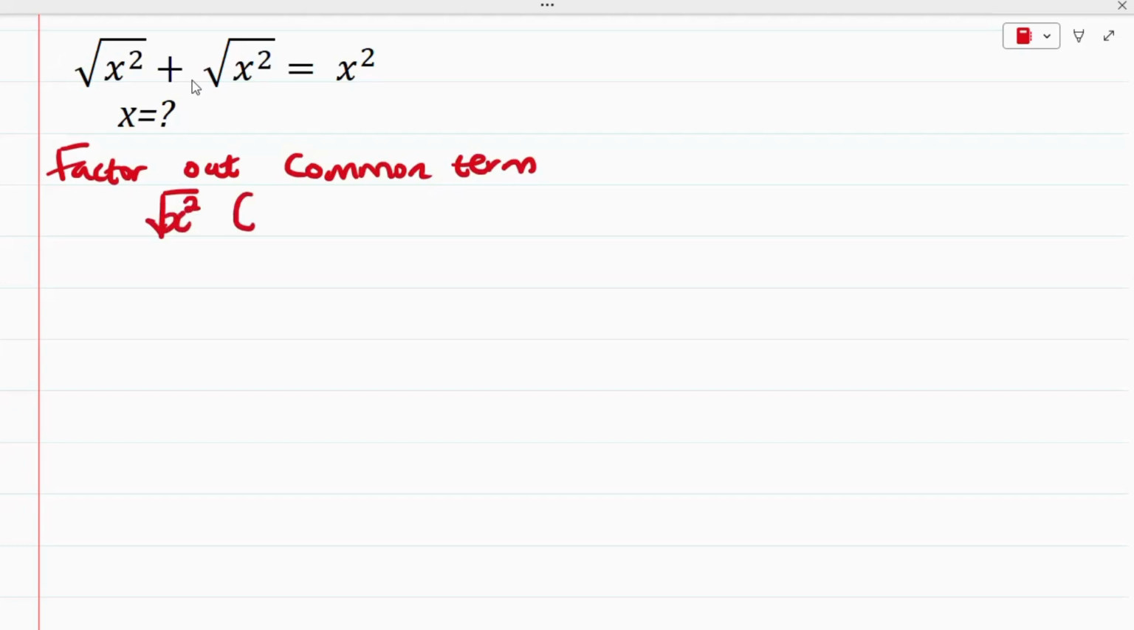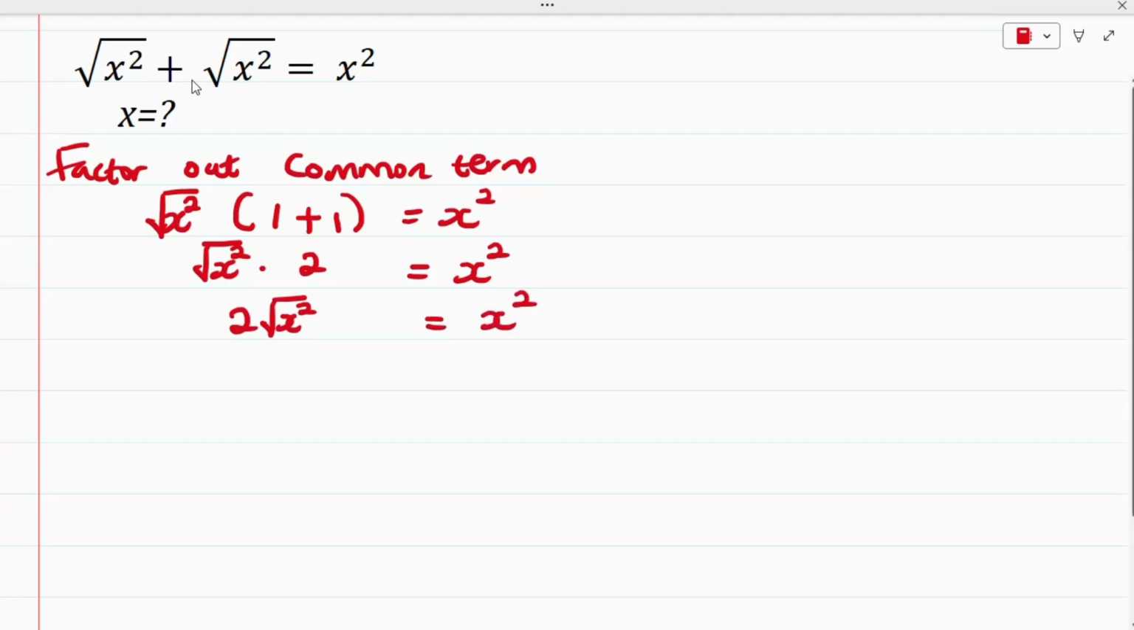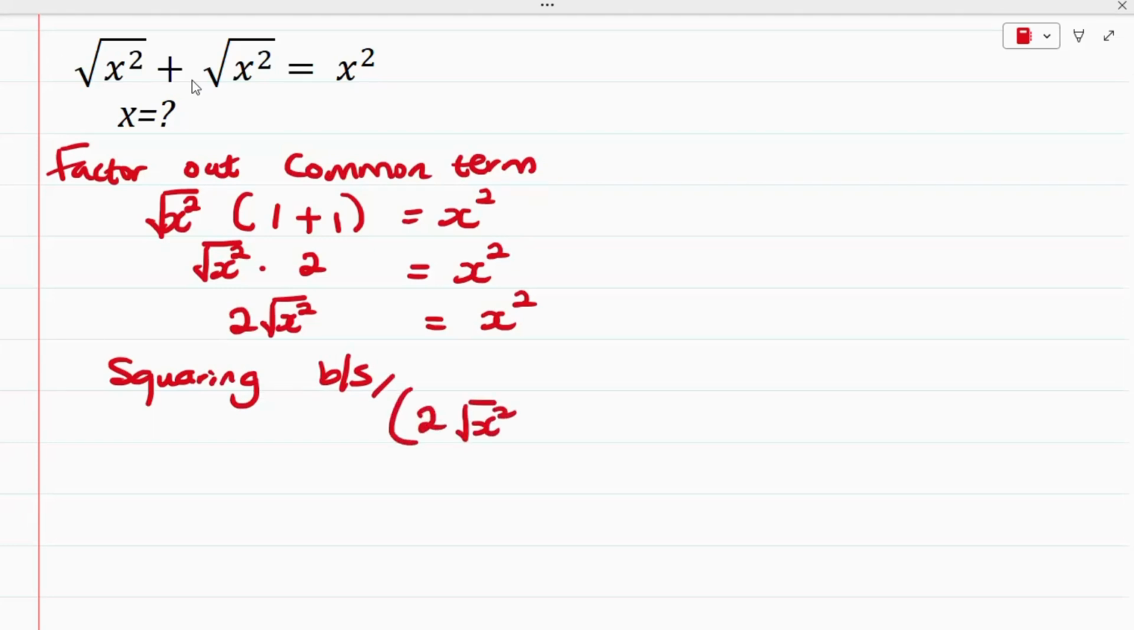Now if you factor this out, we have 1 plus 1, which is equal to x squared. So we have the square root of x squared multiplied by 1 plus 1, which is 2, equals x squared. So we have 2 times the root of x squared is equal to x squared. The next thing we want to do right here is to square both sides. So squaring both sides, we have 2 times the root of x squared, all squared, is equal to x squared, all squared.